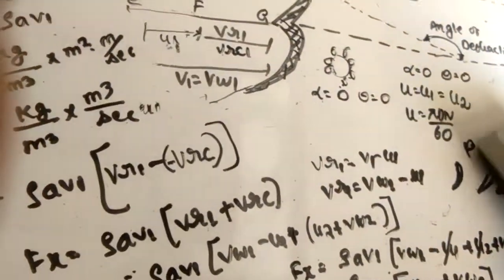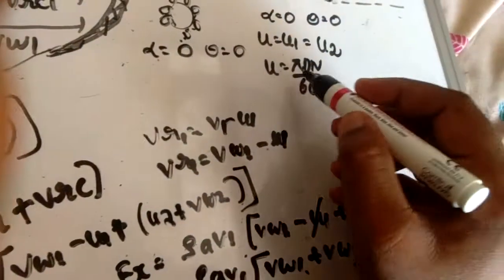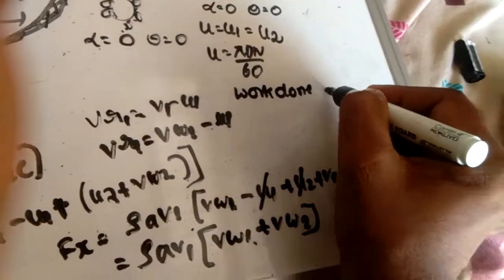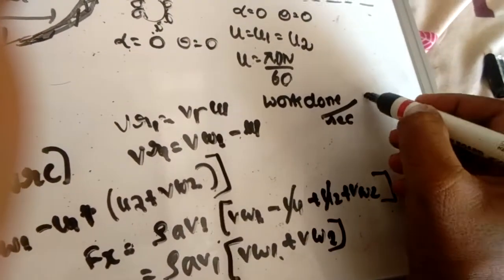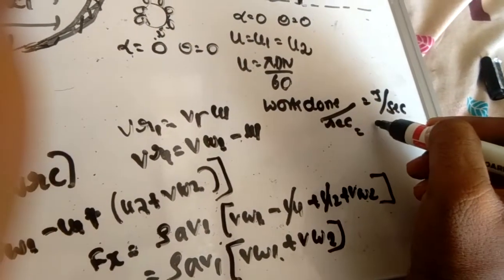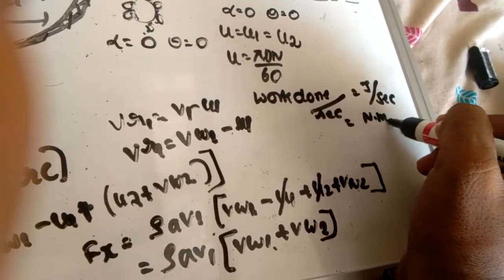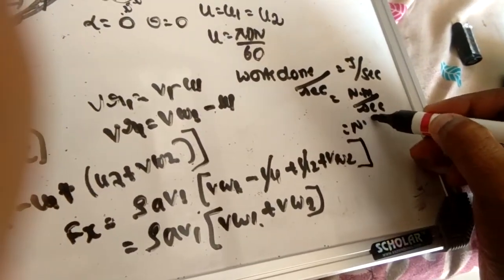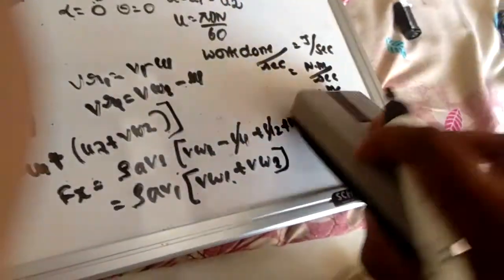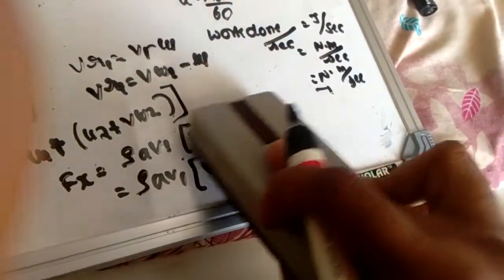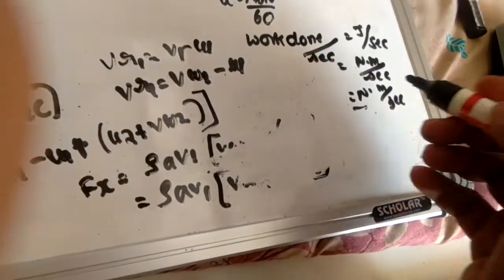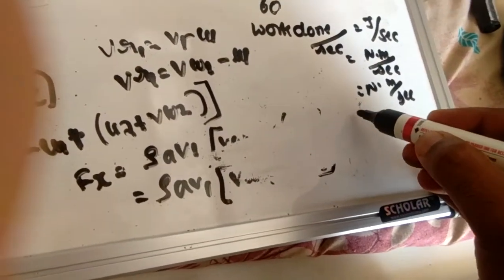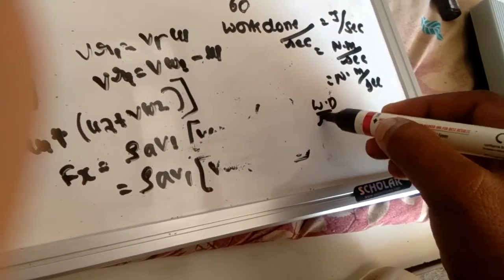Then we need to find the work done. How much work has been done per second? The unit is joule per second, and a joule is a Newton meter, so it is Newton meter per second. How much work is done per second?